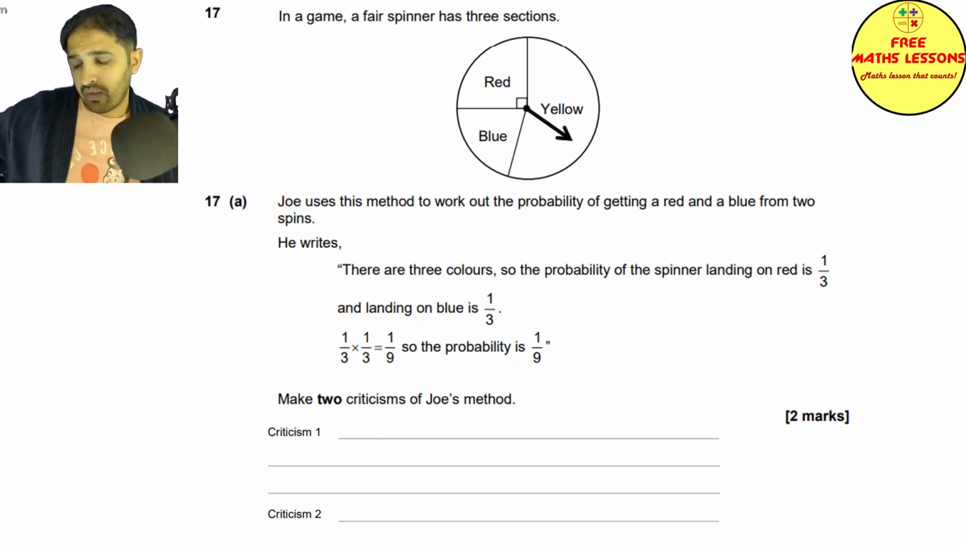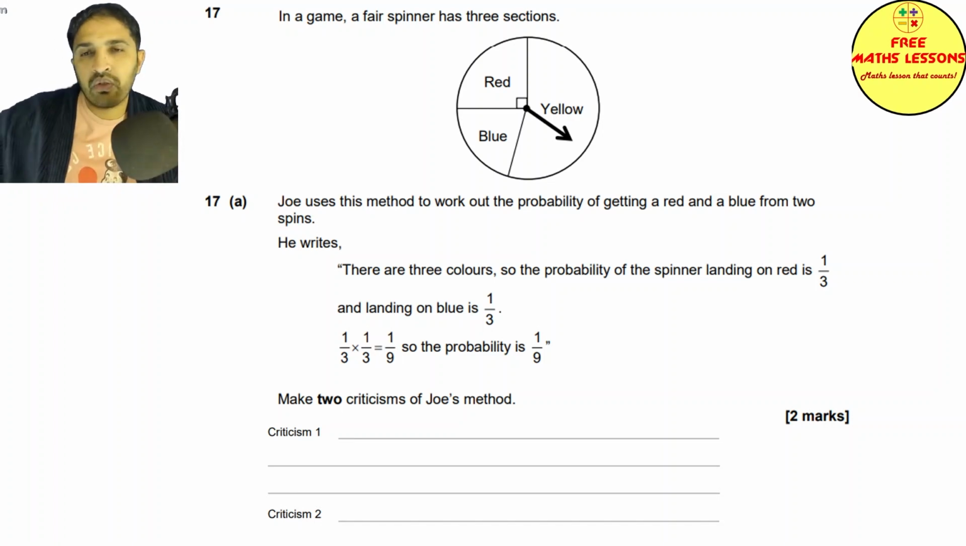He writes there are 3 colors, so the probability of the spinner landing on red is 1/3 and the probability of landing on blue is 1/3. So the probability is going to be 1/9. Make 2 criticisms of Joe's method. So that's what we need to look at. Just because there are 3 sections, that doesn't mean the probability of landing on each one of those is going to be 1/3. Okay, so that's one of the criticisms.